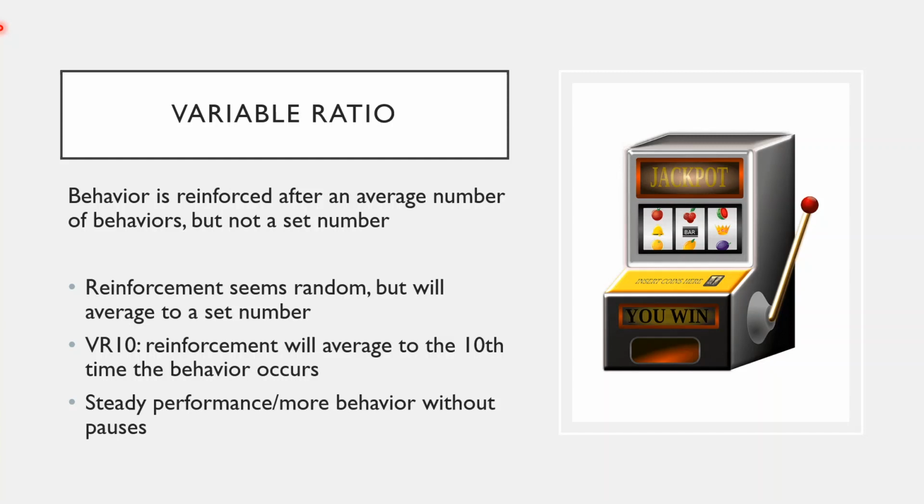Variable ratio actually produces very steady performance, or more of the behavior, without that big post-reinforcement pause. Because after I've won that jackpot, I don't know that I'm necessarily going to have to pull it another 20 times. Maybe this time it's only going to take 1 or 2 pulls. So we have a tendency to continue with the behavior after reinforcement more so than with a fixed ratio schedule. This is also more common in nature.